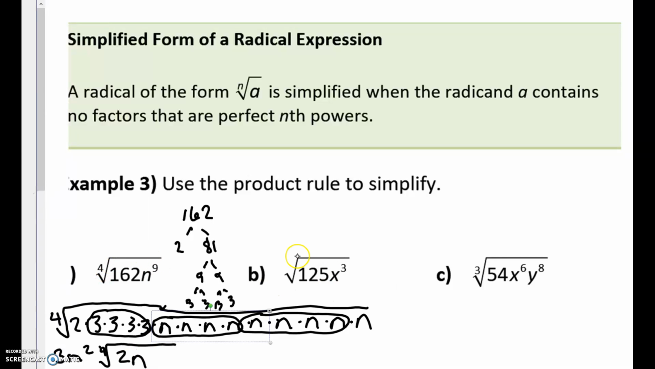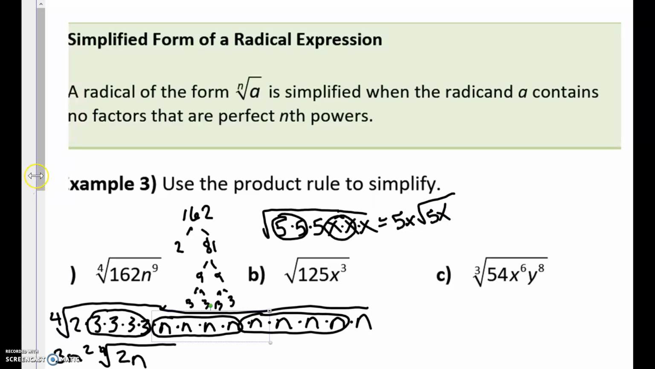So let's take a look at the 125x cubed. Well, I know 125 is really 5 to the third. That's 5 times 5 times 5. And x cubed is x times x times x. This is a square root. We never have to write the 2, so pairs break out. I can take out a 5, I can take out an x. So my answer here would be 5x, and then what's left over is another 5x. So 5x square root of 5x.